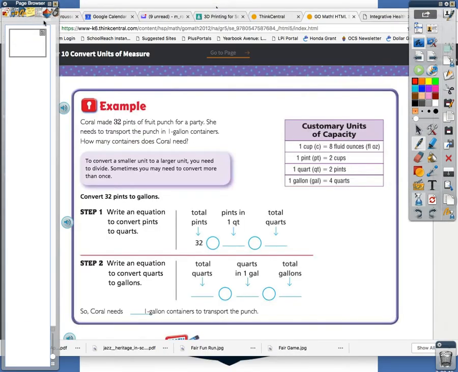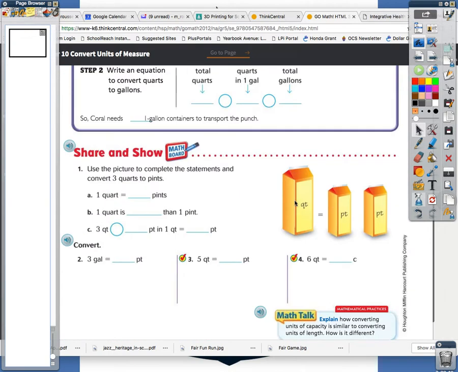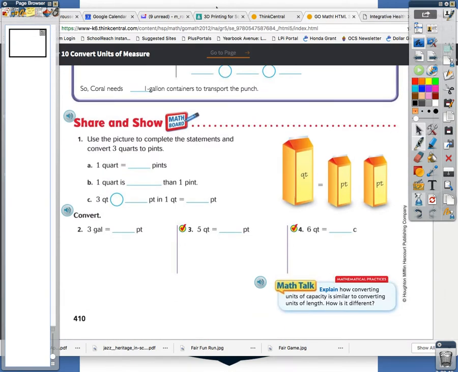But if we take a look at our information today, we'll see that our measurements in our table have changed. Now, since we're using units of capacity, we will be talking about using fluid ounces, cups, pints, quarts, and gallons. So if we have that information, we can then apply it to these types of problems.